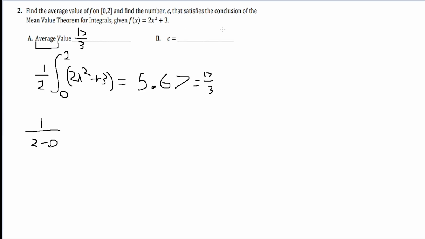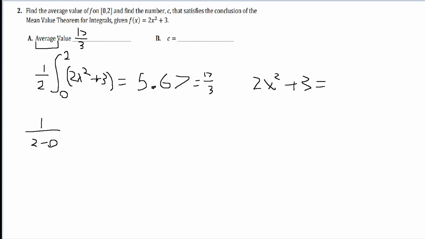We now need to solve the second part. What does c equal? Now, in order to solve the second part of our question, we need to have solved the first problem, which we have successfully, 17 over 3. And what we now do is we take our function and we plug in here 2x squared plus 3 equals a specific value.